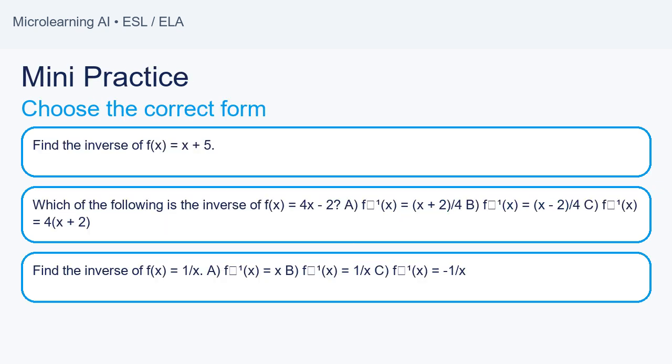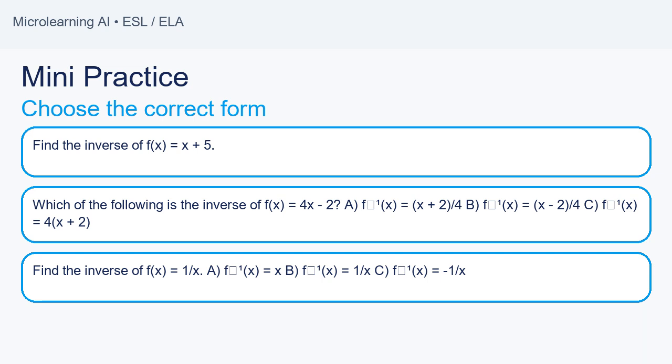Mini practice. Choose the correct form. 1. Find the inverse of f(x) equals x plus 5. Answer: f⁻¹(x) equals x minus 5.